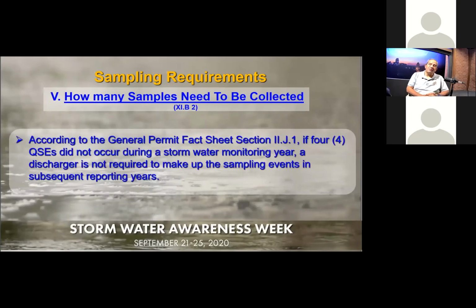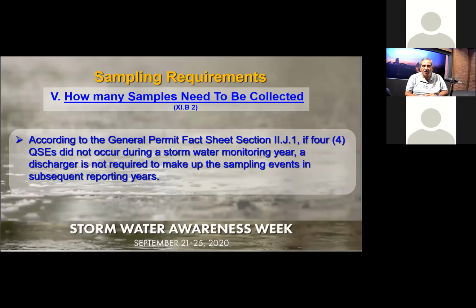According to the General Permit Fact Sheet, Section 2J1, if 4 qualifying storm events do not occur during the stormwater monitoring year, a discharger is not required to make up the sampling events in subsequent reporting years. So the fact sheet is a document. It's not a regulatory document. However, it comments on your document. It's sort of a de facto; it supports the permit. It explains the reasoning or the rationale behind the permit, okay?